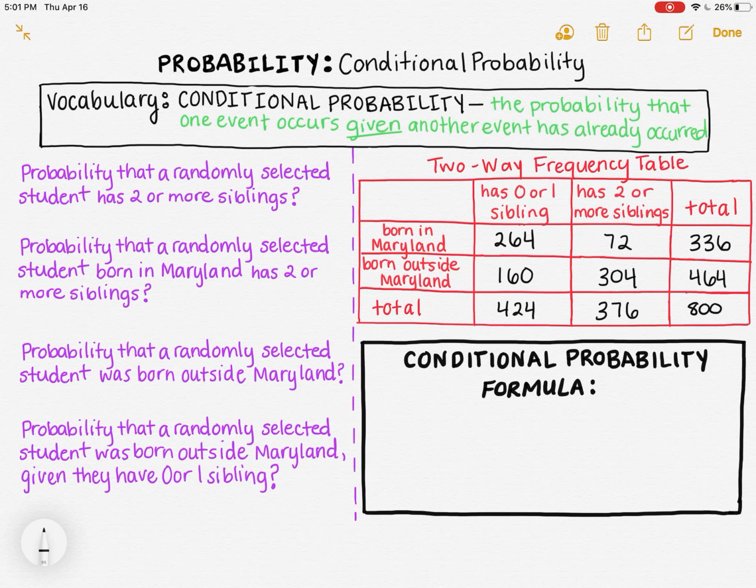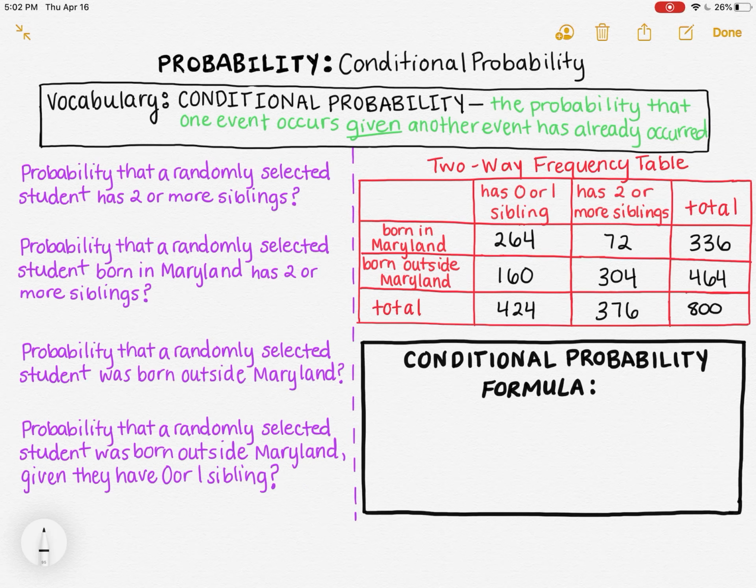In this video, we're going to be talking about conditional probability. Conditional probability is the probability that one event occurs given another event has already occurred. To answer the 4 questions, we've been given a two-way frequency table with information about 800 total students.